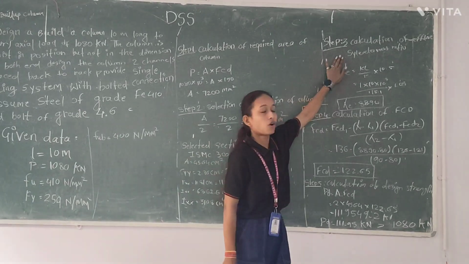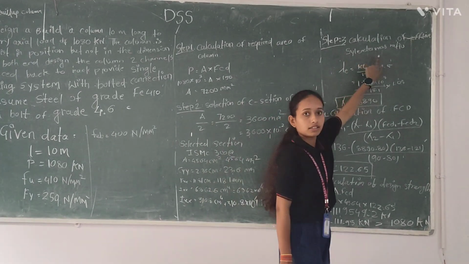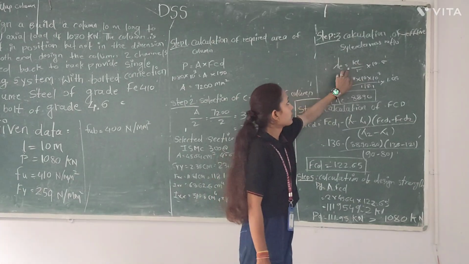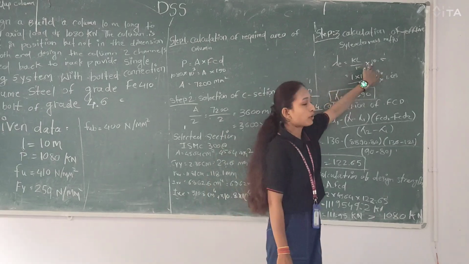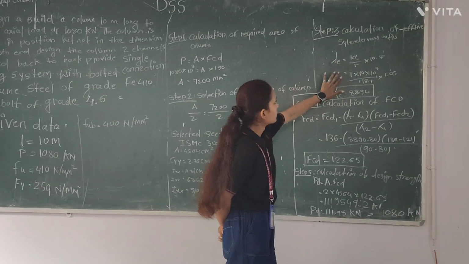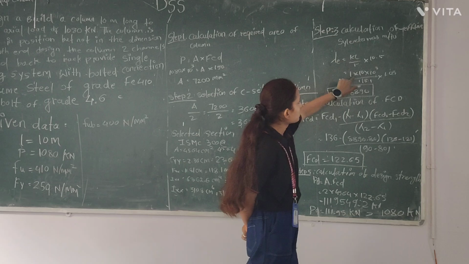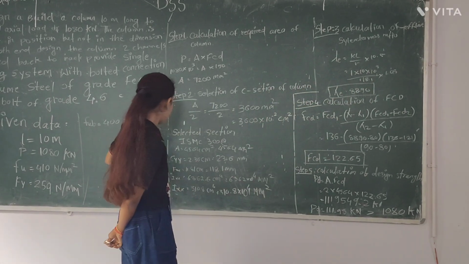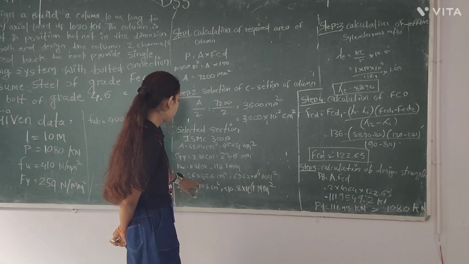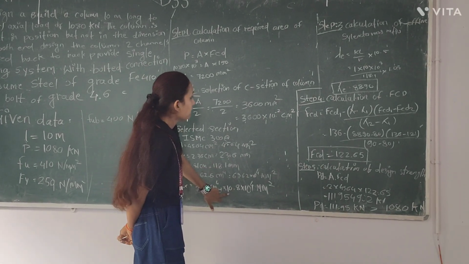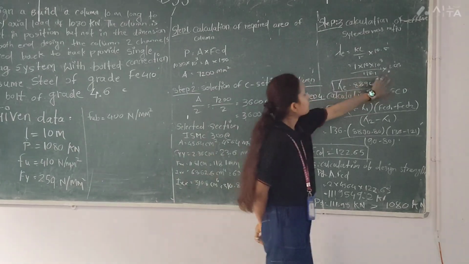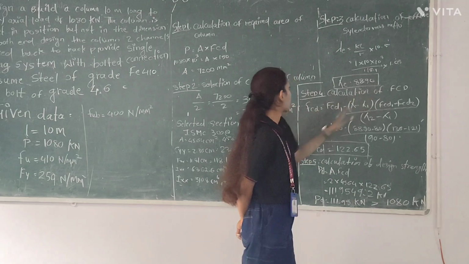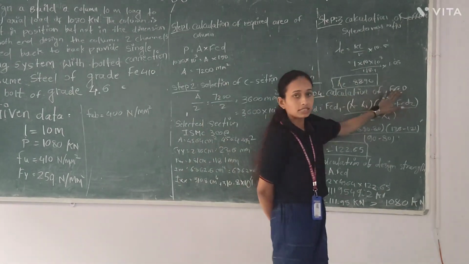Step 3. Calculation of effective slenderness ratio. Lambda E is equal to KL by R. KL is equal to 1 into 10 into 10 to the power 3, and R is equal to 118.1 into 1.05. Lambda is equal to 88.90.